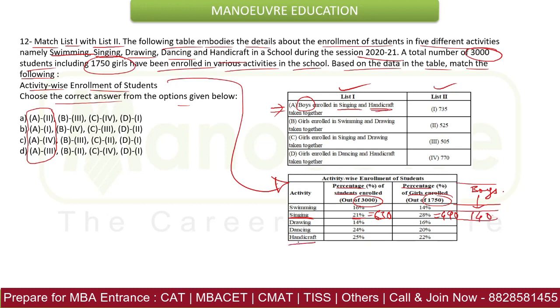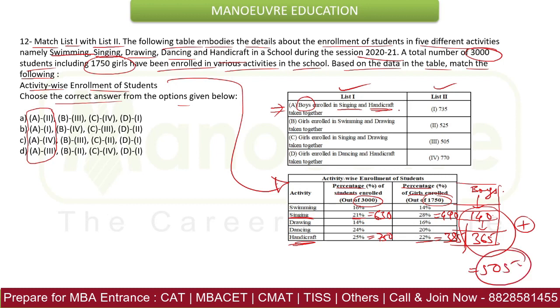Now for handicraft, 25% of 3000, that will be 750. And 22% of 1750, that will be 17.5 into 22, that will be 385. Yes, and with respect to boys, this number will be 750 minus 385, that will be 365. So if you take together 140 and 365, that will be 505.